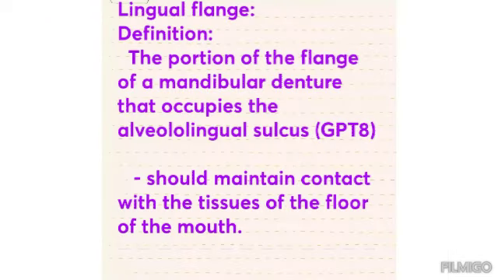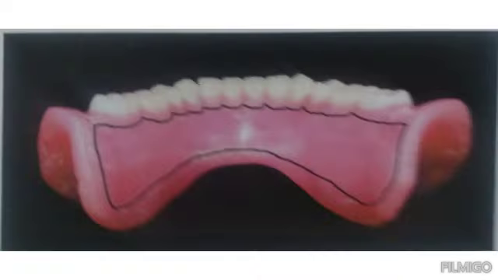Next, moving on to the lingual flange. The definition: the portion of the flange of a mandibular denture that occupies the alveolo-lingual sulcus. This definition is given by GPT 8, and it should maintain contact with the tissue of the floor of the mouth. It's very important. The lingual flange is present only in the mandibular denture, and there is contact with the tissue of the floor of the mouth. That's why it's called the lingual flange. This picture shows the lingual flange of the mandibular complete denture.